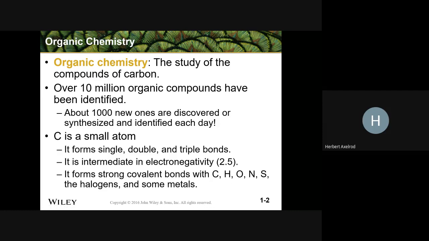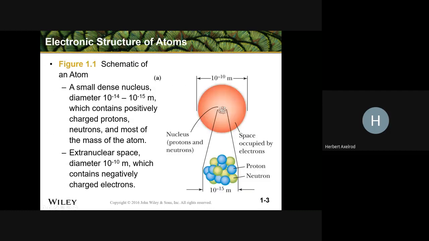some metals. So there's a class of compounds called organometallics. So not only does carbon form bonds with other nonmetals, it also forms bonds with metals.